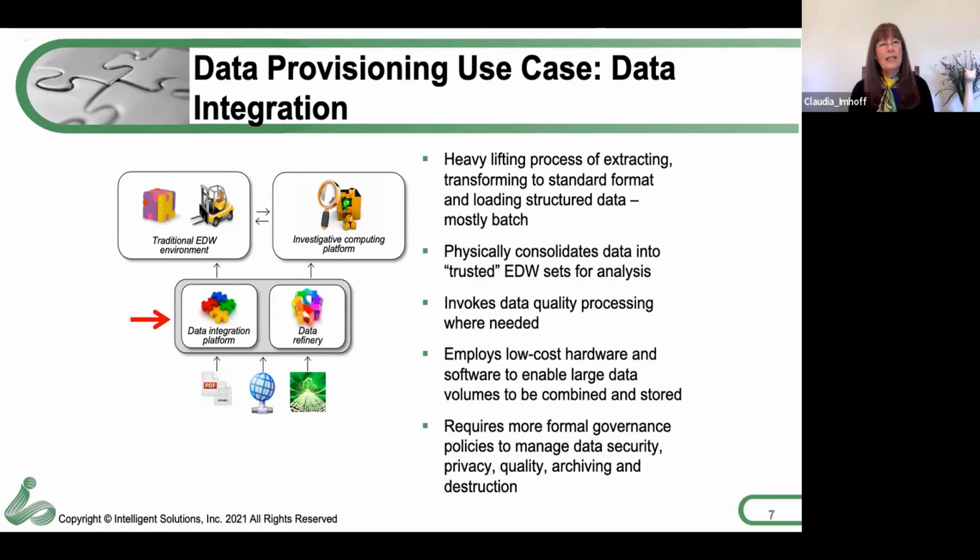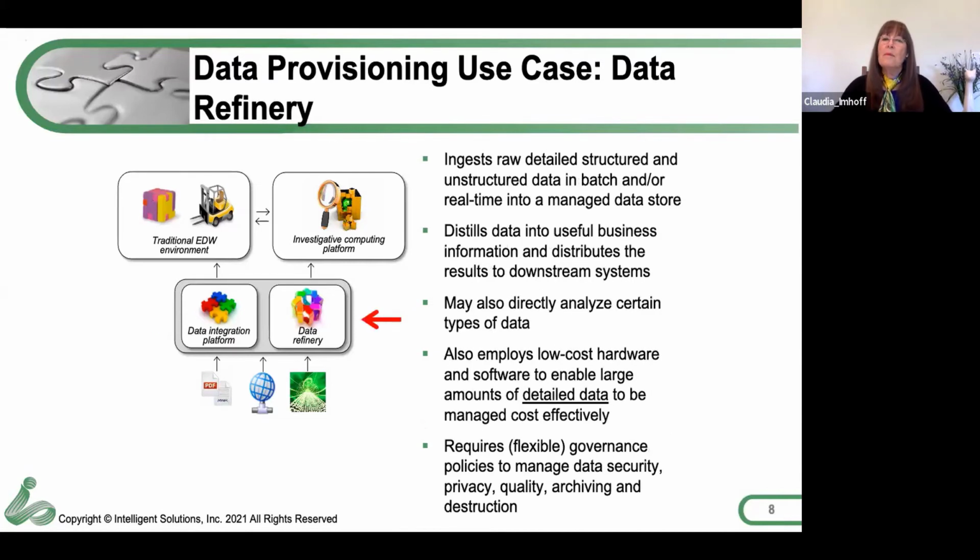Policies that manage our data security, our privacy, our quality, even archiving and ultimately the destruction of the data. Yes, we do occasionally destroy data in our data warehouses. On the other side, perhaps something new to you, something that we named a data refinery. A lot of people call it data wrangling or data prep, but basically it's ingesting the raw, detailed, structured and unstructured data in batch or in real time into a managed store. And that store is what we're going to talk about soon, the investigative computing platform.